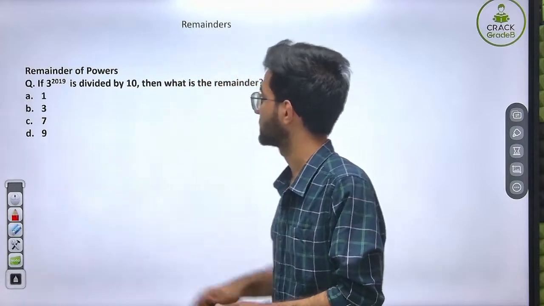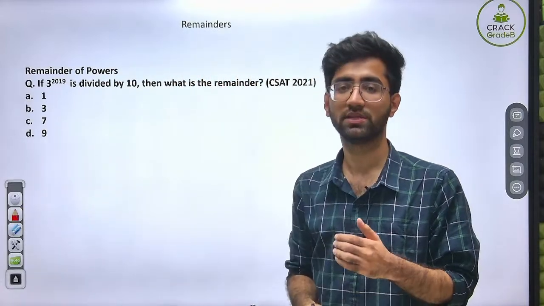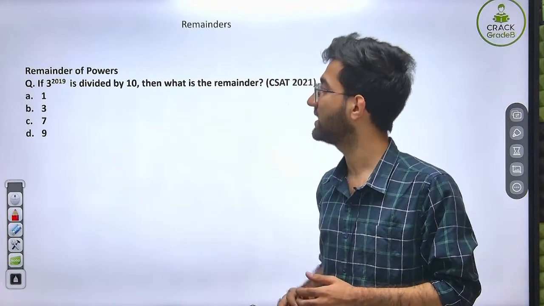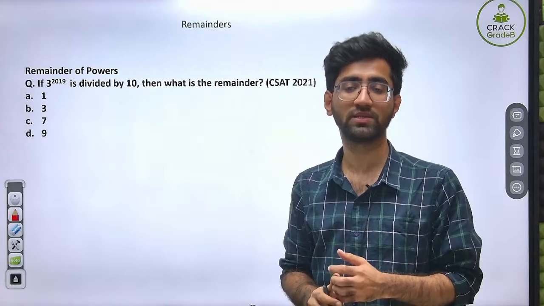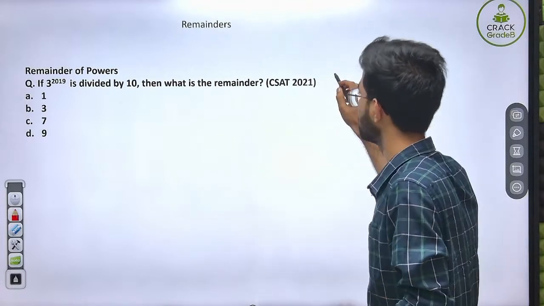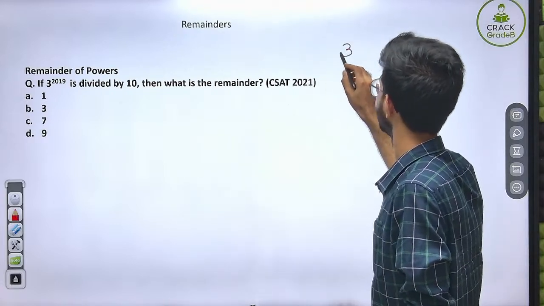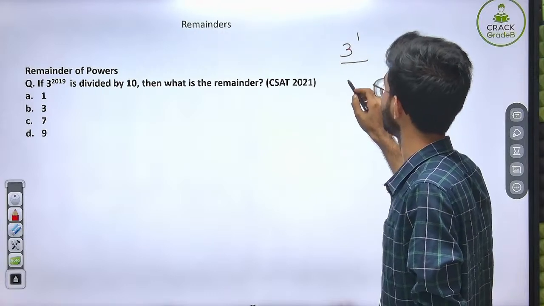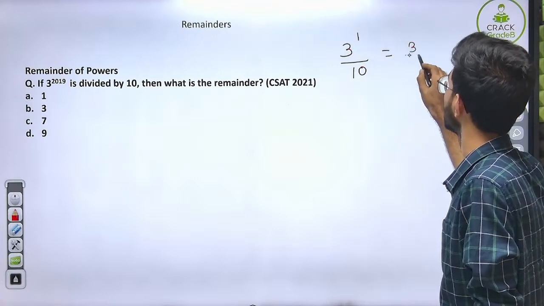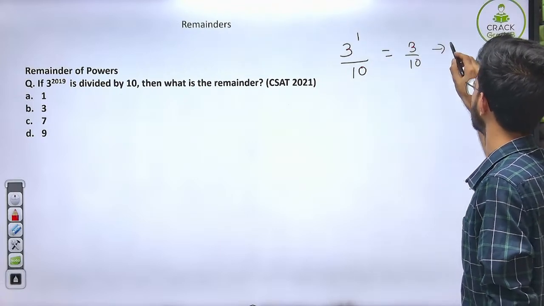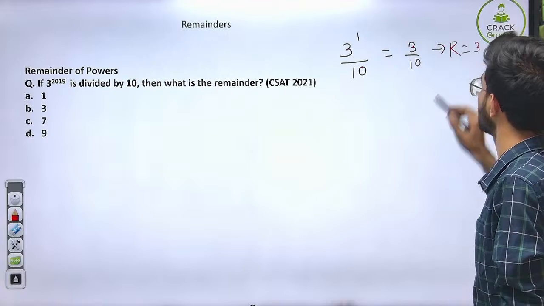So what is the question? The question is, if 3 to the power 2019 is divided by 10, what is the remainder? How will you solve this question? Simple. If you divide 3 to the power 1 by 10, tell me what the answer will be. Basically you are dividing 3 by 10, so the remainder is equal to 3.